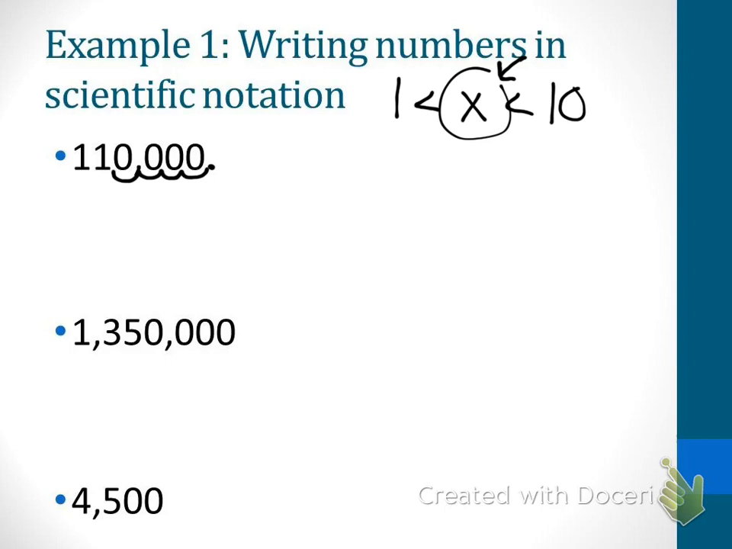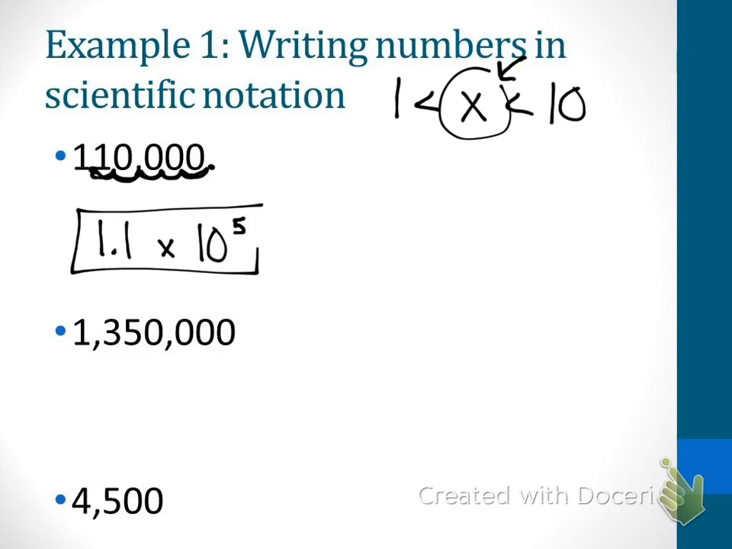If I put it here, does that give me a number greater than 1 and less than 10? 11? Is that in that range? No, I have to go one more. Is 1 and 1/10 greater than 1 but less than 10? Yes, it is. So I'm going to say 1 and 1/10 times 10 to the however many decimal places I had to move my decimal to get to my new number. So I went 1, 2, 3, 4, 5, so 10 to the 5th power. And that is how I write the number in scientific notation.